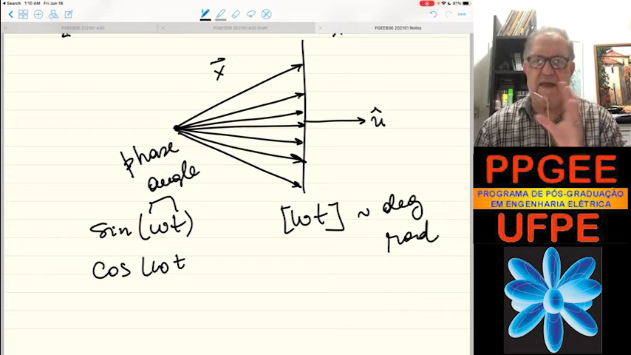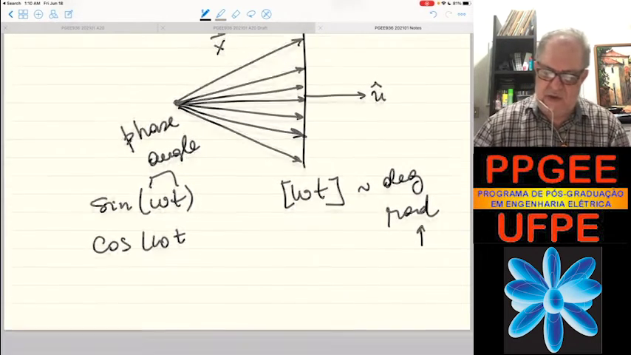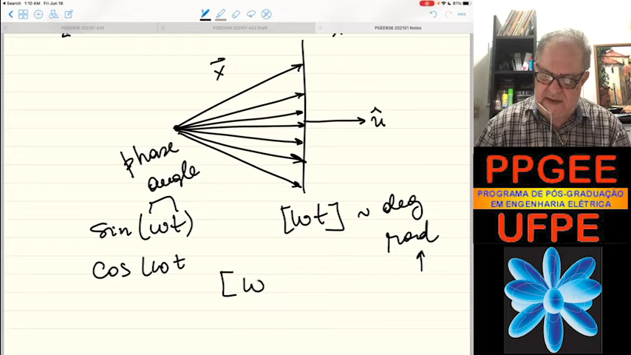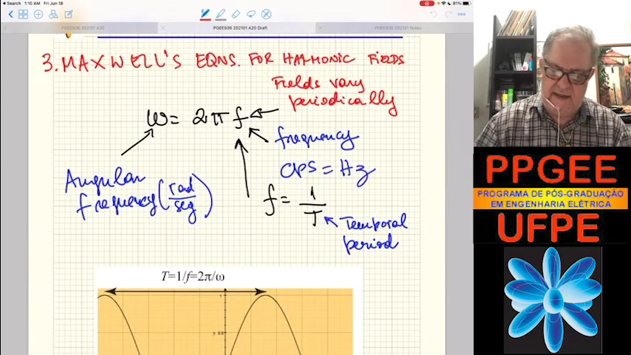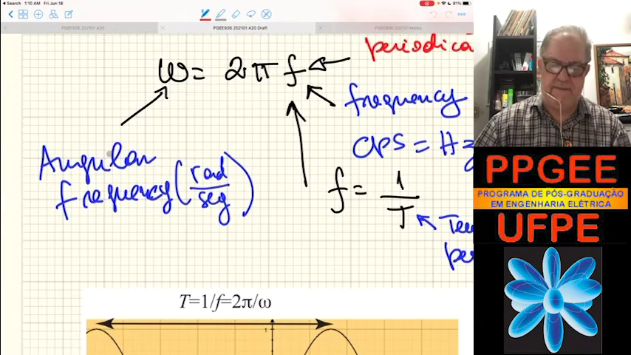But we are going to use the number. The number is radian. So it means that the unit of this quantity here is radians per second. So this is called the angular frequency in radians per second.